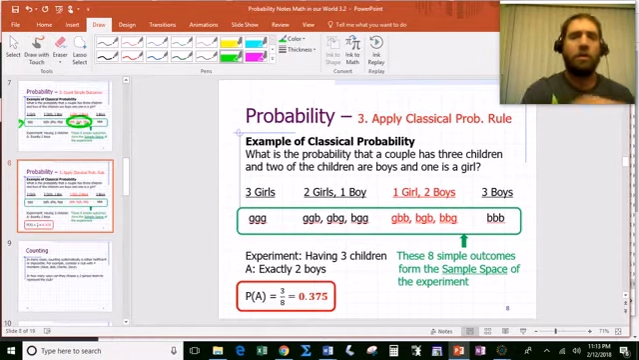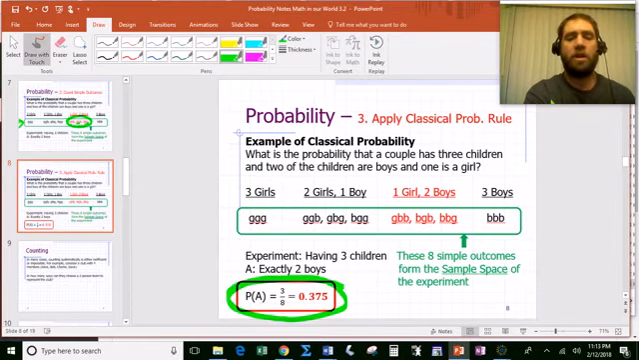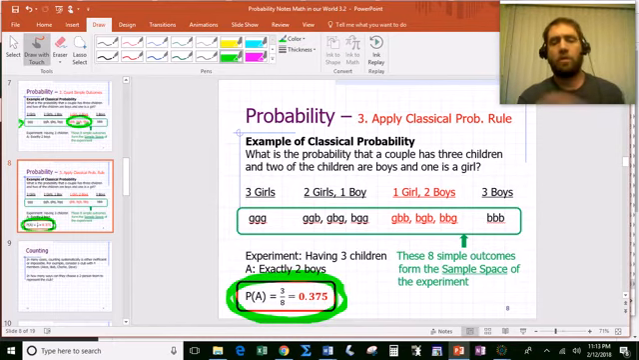Probability, therefore, is 3 divided by 8. The probability of having 2 boys and a girl is 3 divided by 8, or about 37.5%.